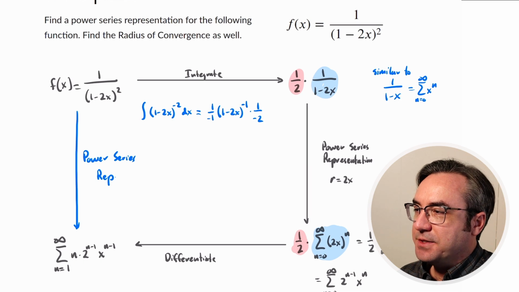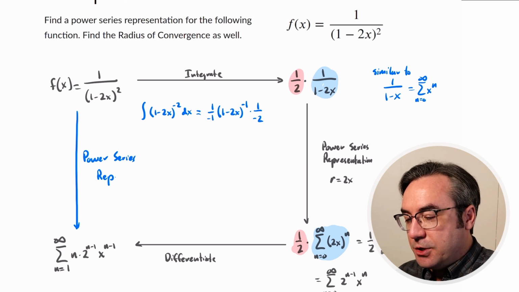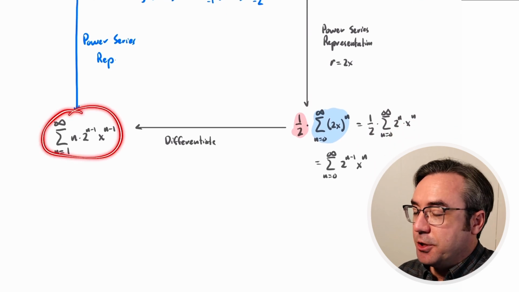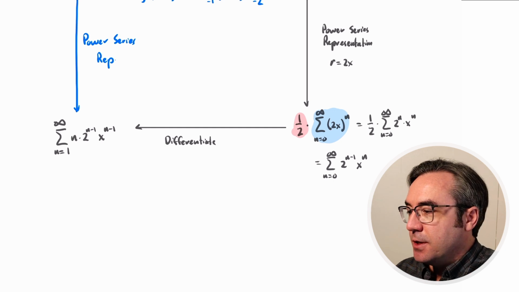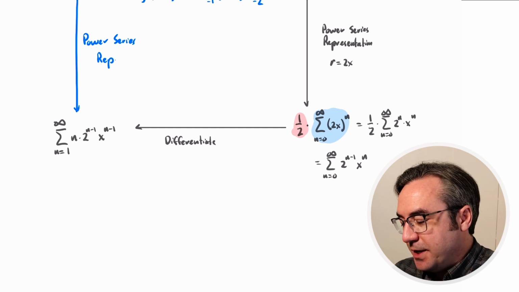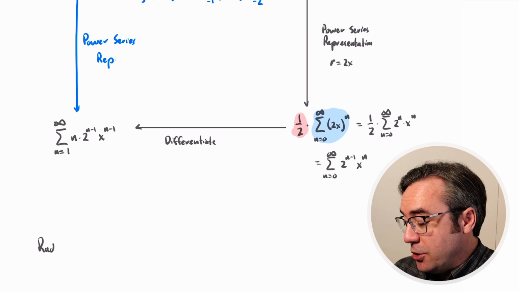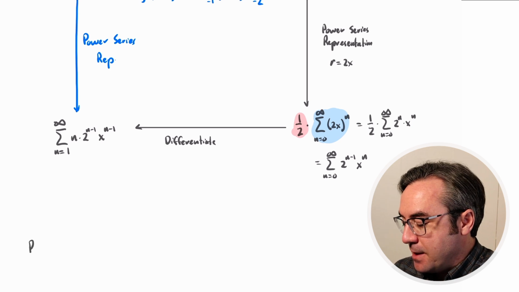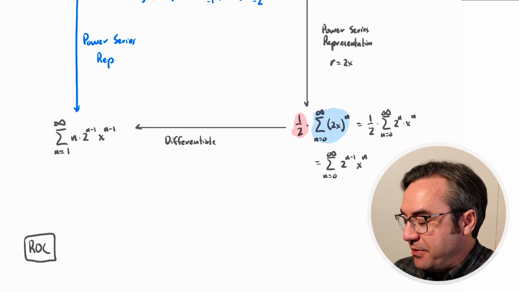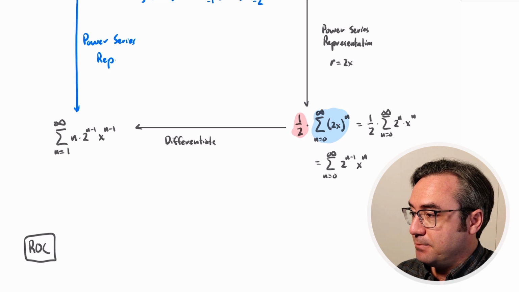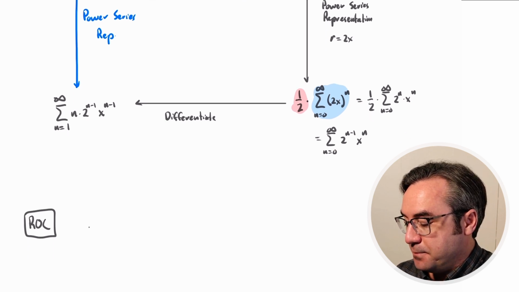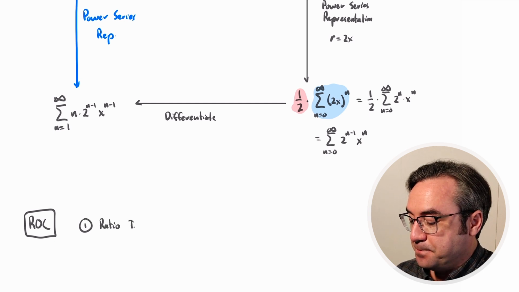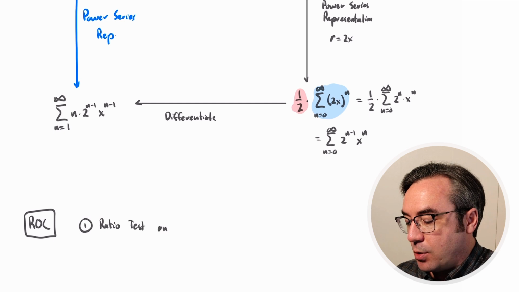So how do we find the radius of convergence? Well, we could do this a few ways. This is a perfectly good power series. So to get the radius of convergence here, we could go back to our old method of doing the ratio test. Perfectly fine. So option 1, you could do the ratio test on this brand new series.